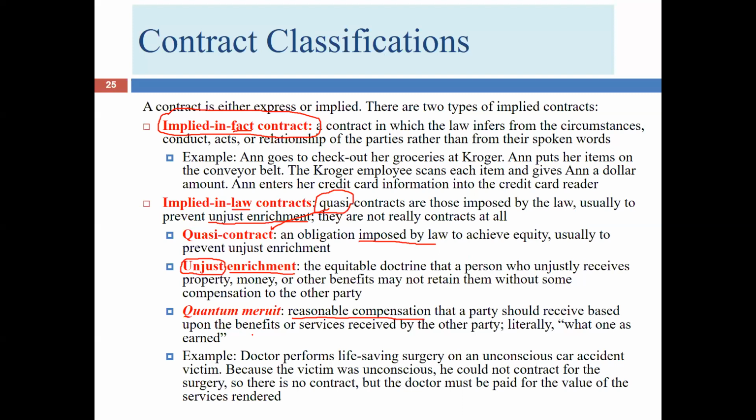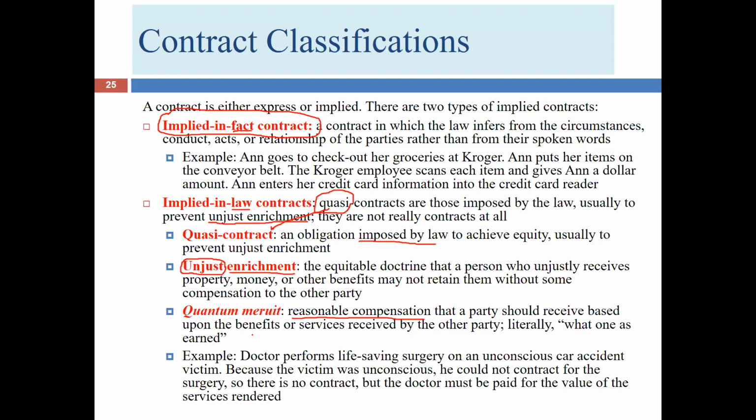And Bob's like, "Well, I thank you for saving my life, but I'm not paying any bill." Surgeon's like, "Well, what do you mean you're not paying a bill?" "Well, you and I didn't have a contract. I never agreed to pay you for saving my life." Under those circumstances, the surgeon can sue Bob, and the court would say, "Bob, you got the benefit of the surgery. You have to pay for it.